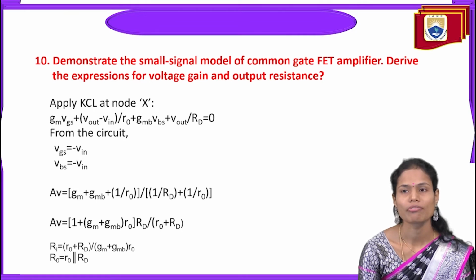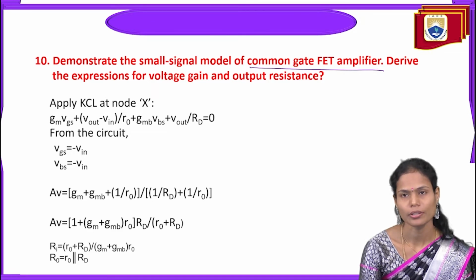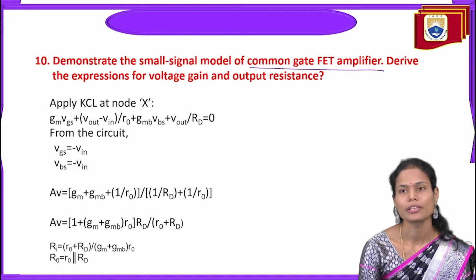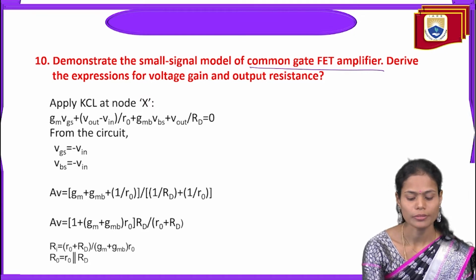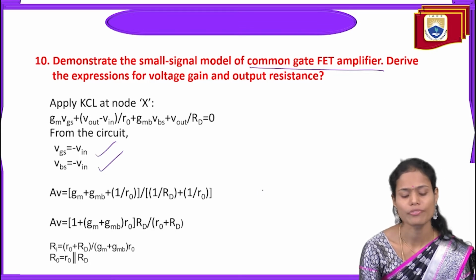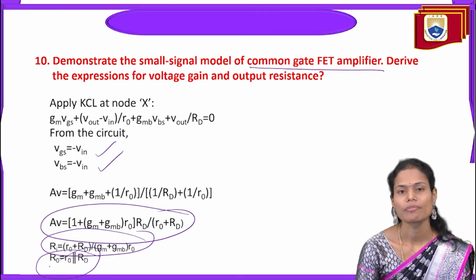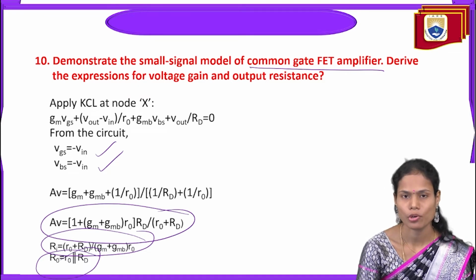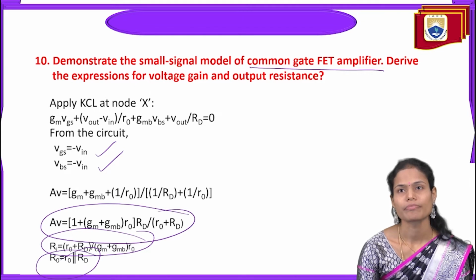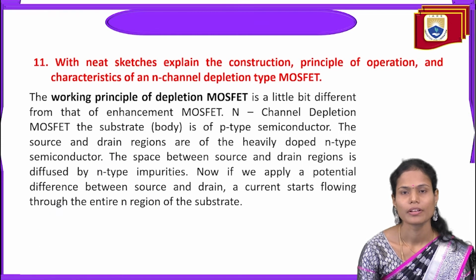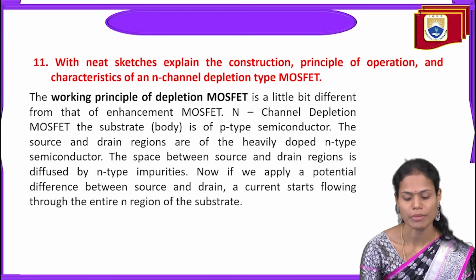Next, demonstrate the small signal model of common gate FET amplifier. Derive the expression for voltage gain and output resistance. So here we have to take the common gate FET amplifier, and after taking that we need to apply the KCL for that amplifier circuit. Then we can calculate the VGS voltage as well as VBS voltage. From that we can calculate the gain value, input impedance as well as output impedance. So first of all we have to take the common gate amplifier and its small signal model. We need to explain about that, and then we need to derive all these parameters in this given question.